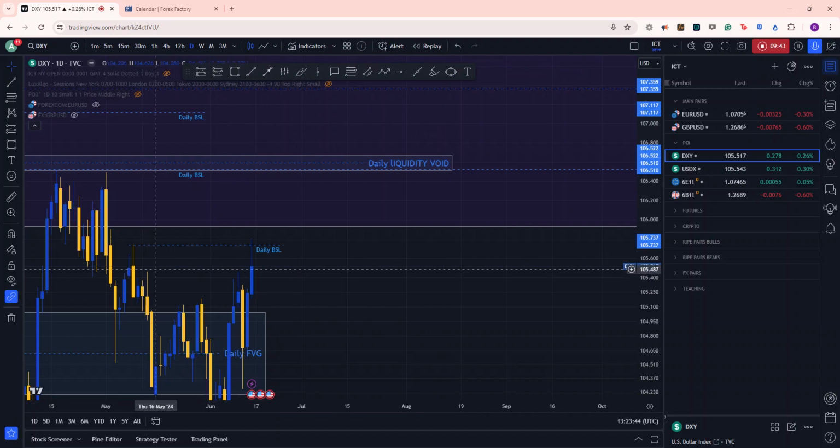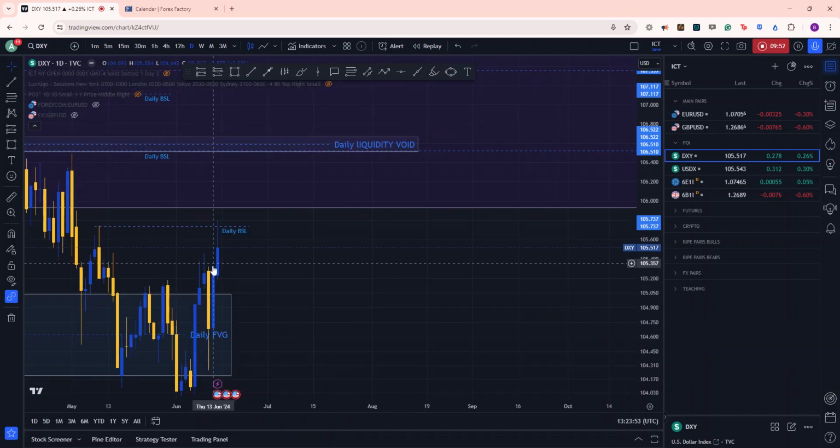All right. The buy side liquidity I just cancelled is no longer valid because it's been taken out. What am I expecting? I don't see any fair value gap here. I don't see any fair value gap here.